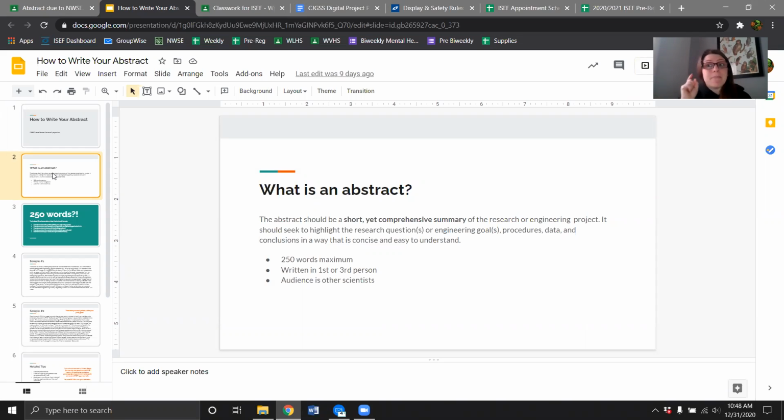An abstract is a maximum of 250 words. It's often written in the first person, so you can say I, me, my, we, or the third person, right? Where you would say, researchers did this, one would do this. And you should write it as if you are writing to other scientists in your fields.